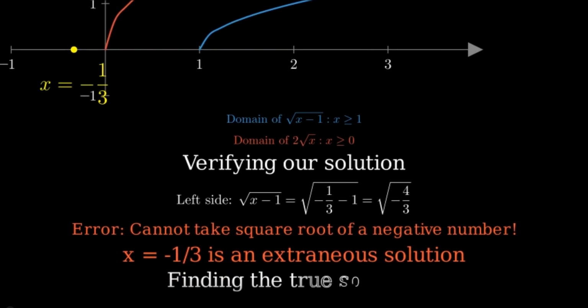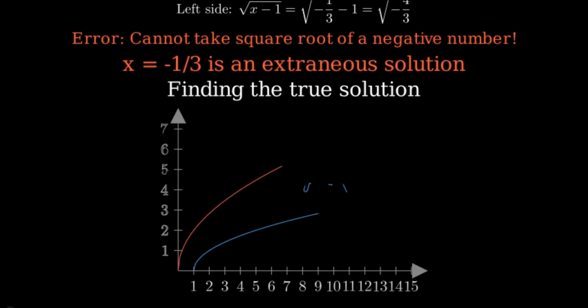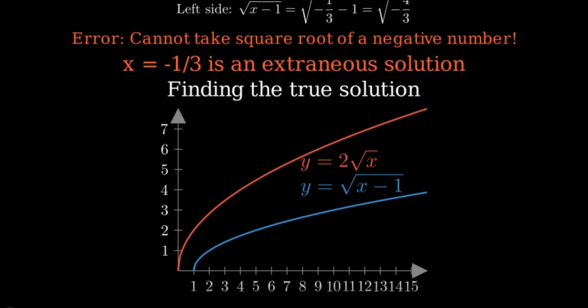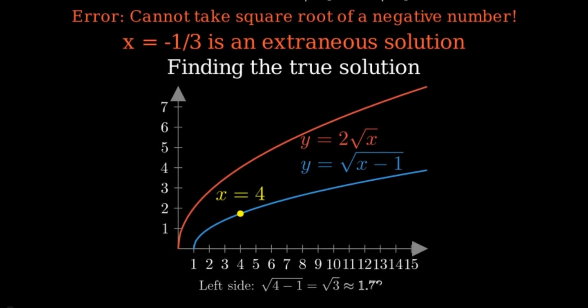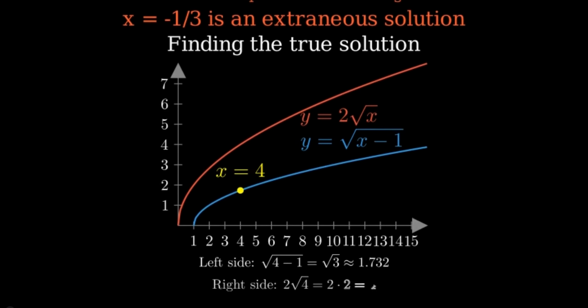Let's look back at our graphical representation. To find the intersection point, we need to find where these two curves meet. They actually intersect at x equals 4. Let's verify this. When x equals 4, the left side is square root of 4 minus 1, which is square root of 3, approximately 1.732. The right side is 2 times square root of 4, which is 2 times 2, or 4.